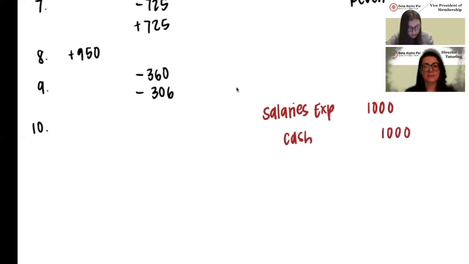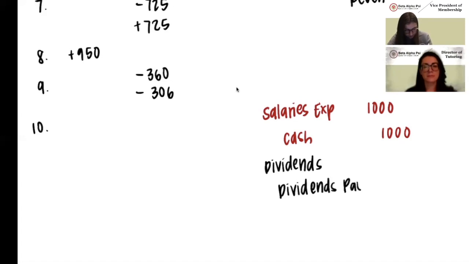So let's think what the journal entry is for when you declare a dividend. You're going to debit dividends, and you're not paying the dividend out yet, so you're going to credit dividends payable, and that's also for 1,000.